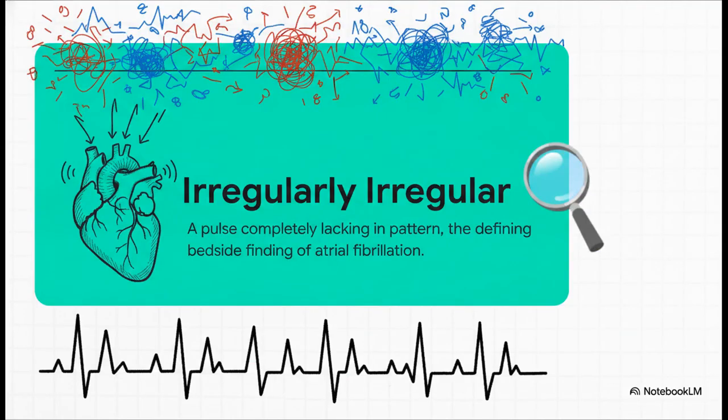The direct result of all that quivering is that the AV node, the gatekeeper, is constantly bombarded by this disorganized static. It ends up only letting a random, totally unpredictable subset of those impulses through to the ventricles. That is exactly why the ventricular rhythm becomes irregularly irregular. It is the absolute defining bedside finding. It's also why the intensity of the first heart sound varies from beat to beat, because the ventricular filling time is changing with every single pump.